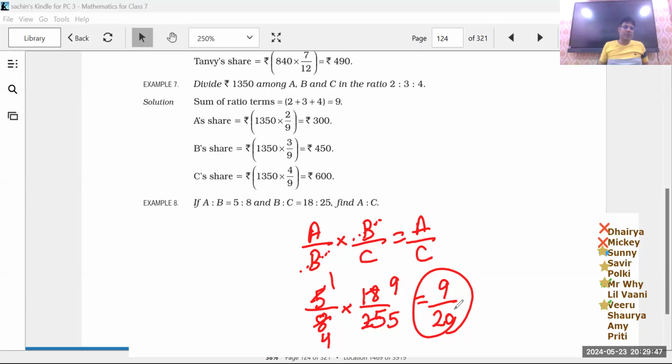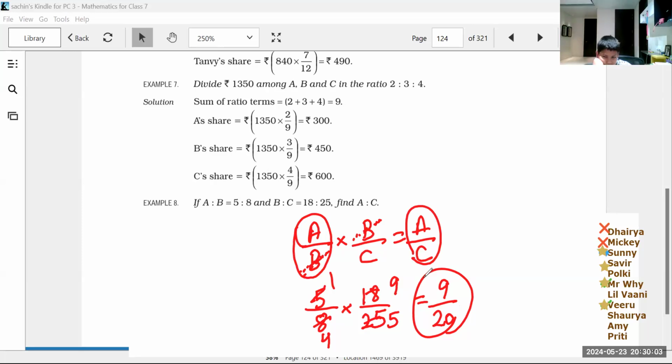Sure. Beta, see, when you multiply a by b with b by c, b will cancel, b will cancel and a and c will remain. So we will get a by c. Understood, Mikey? Okay, sir.